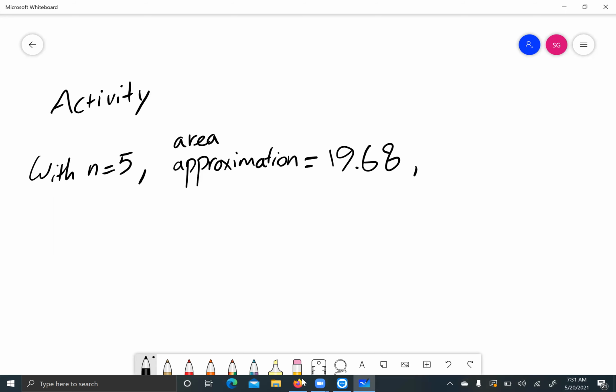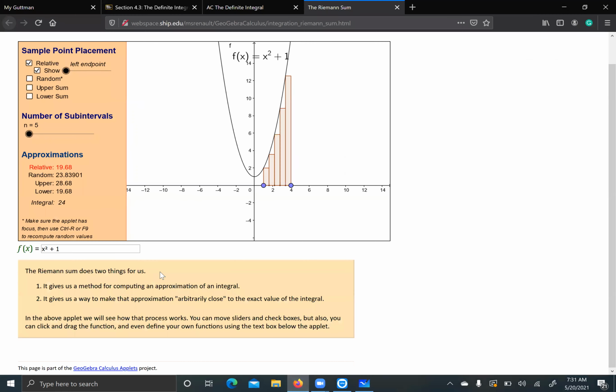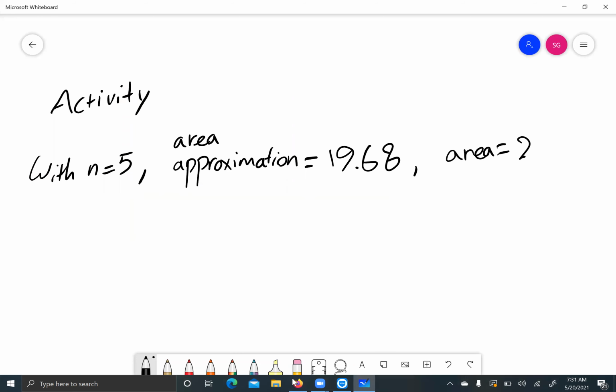19.68. And what is the exact value of the area? This is given. We don't calculate this by hand. It is given that it's 24. Okay, so we are estimating 24 with 19.